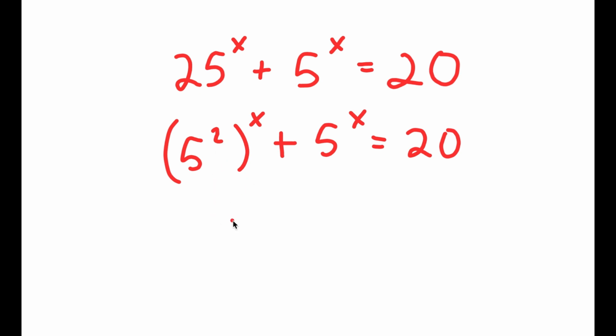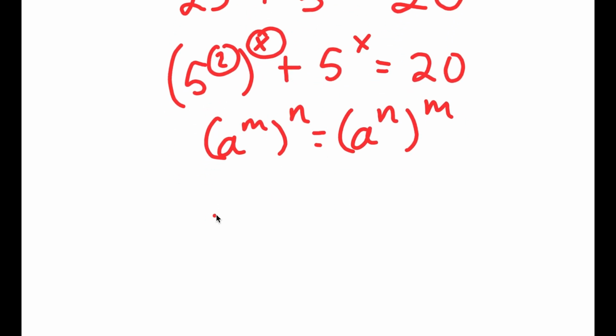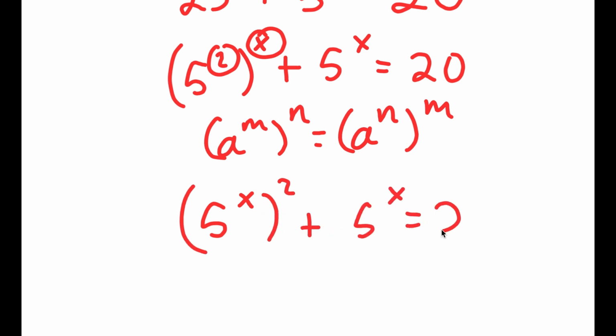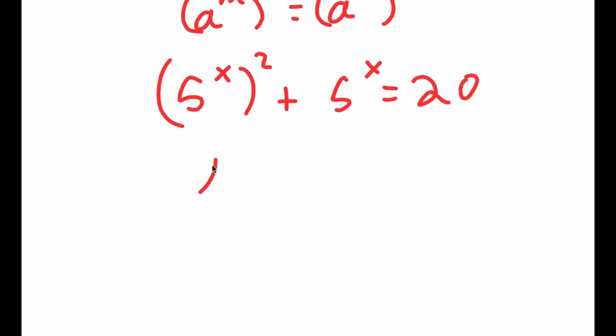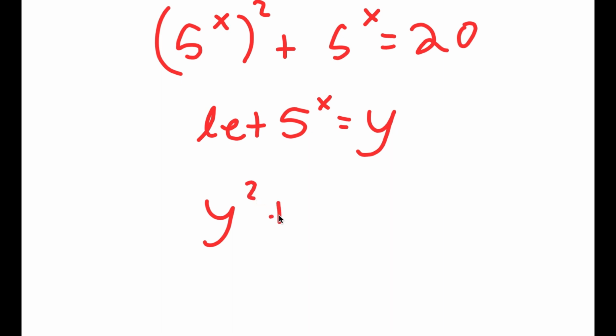Now, if I have something in the form a to the power of m to the power of n, this is the same thing as a to the power of n to the power of m, meaning I can switch these two exponents. So this is the same thing as 5 to the power of x to the power of 2. And I have this plus 5 to the power of x is equal to 20. Now I'm going to let 5 to the power of x equal to the variable y. So now if I substitute in y for 5 to the power of x, I get y squared plus y is equal to 20.